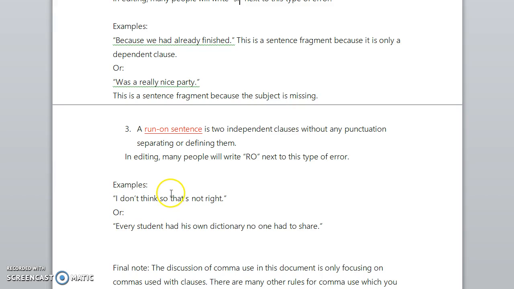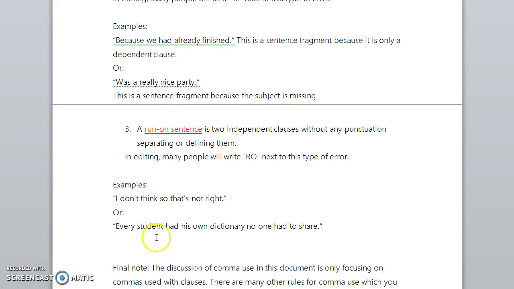That is the end of the first independent clause. That's not right. That is the second independent clause. There should be some punctuation between them, but there isn't. That's why this is a run-on sentence.